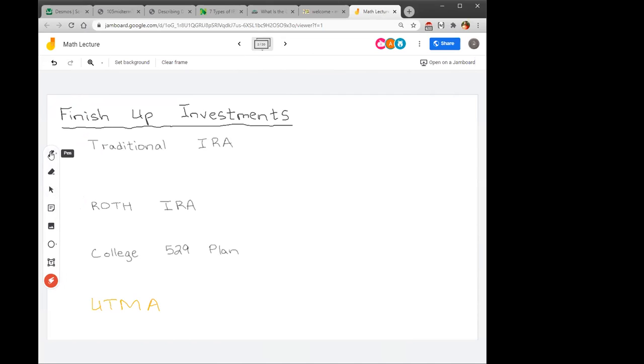A traditional IRA is an investment account that you would make contributions to that are pre-tax. And a Roth IRA is an investment account that you make contributions to post-tax. And so if you want to avoid paying taxes in the future, a Roth IRA is a good idea. Correct.